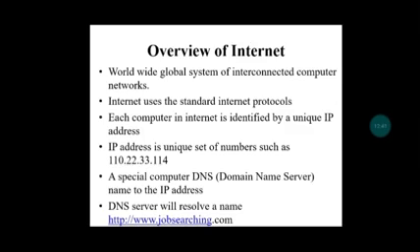Overview of the Internet. The Internet is a worldwide global system of interconnected networks. It uses the Internet protocol. Each computer network is identified by a unique IP address. An IP address is a unique set of numbers, such as 110.22.33.114. The special computer is a DNS. A DNS provides the IP address to provide services to the user.